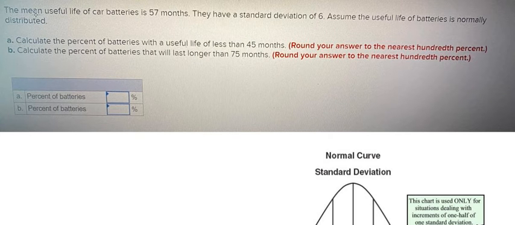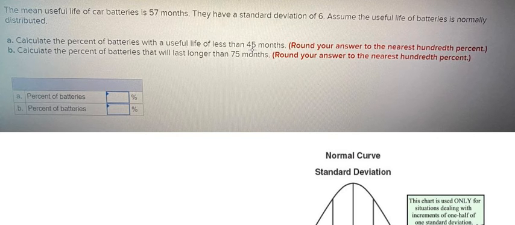Here is the question. The mean useful life of car batteries is 57 months. They have a standard deviation of 6. Assume the useful life of batteries is normally distributed. We need to calculate A and B.